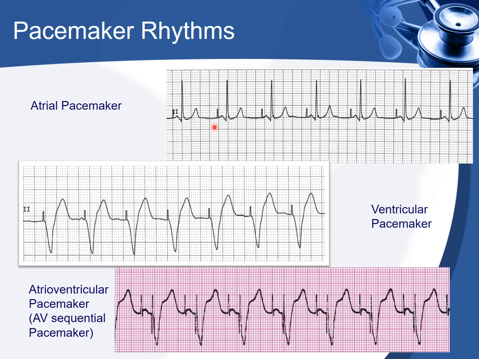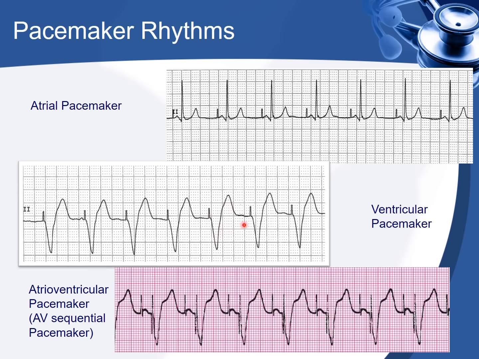Everything else in here looks fairly normal. Your QRSs and your T waves look normal. The only extra thing that you see is pacemaker spikes right before your P wave, which tells you that this is an atrial pacemaker. The second strip that you are going to see is the ventricular pacemaker.